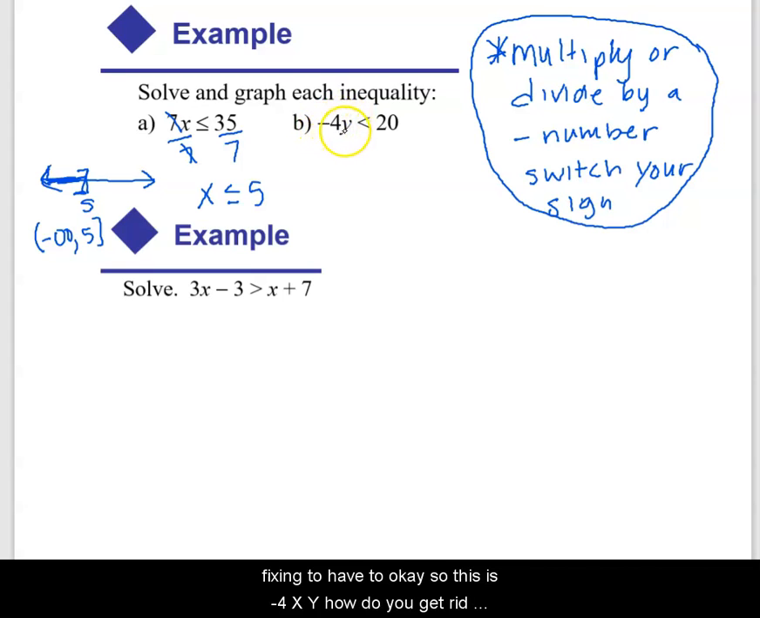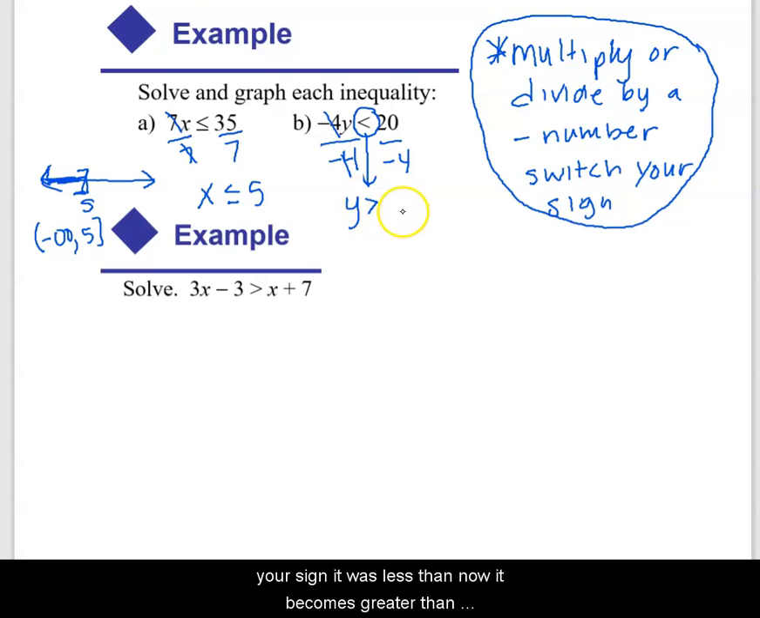Okay, so this is negative 4 times y. How do you get rid of a negative 4 times? Well, the opposite of times is division. So we're going to need to divide by negative 4 on both sides. These will cancel out because negative 4 divided by negative 4 is 1. And we divided by a negative number. So when I say switch your sign, it was less than, now it becomes greater than. If it had an equal to, that would still say 20 divided by negative 4 is negative 5.